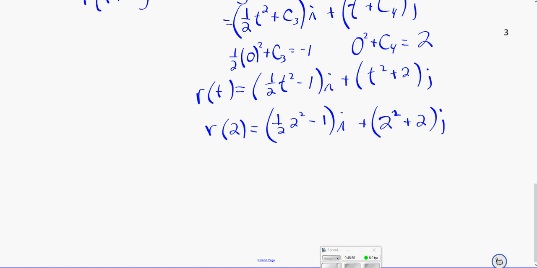So now I know that the position at 2 is 0i. Oh, nope, sorry. 4 divided by 2 is 2. 2 minus 1 is 1i, plus 6j. So in other words, the position is at (1, 6).